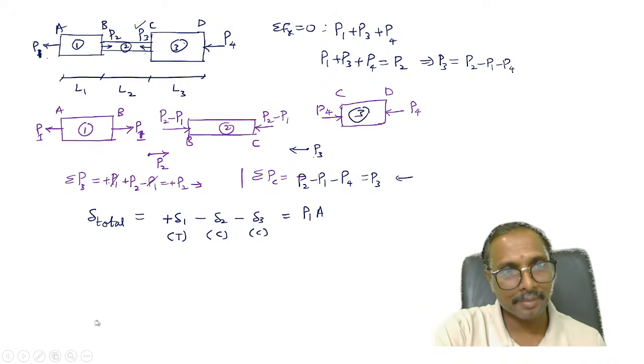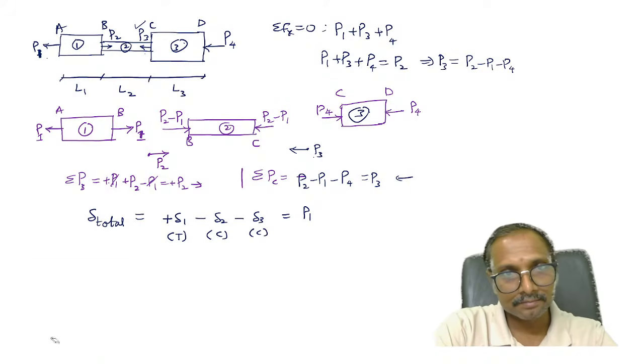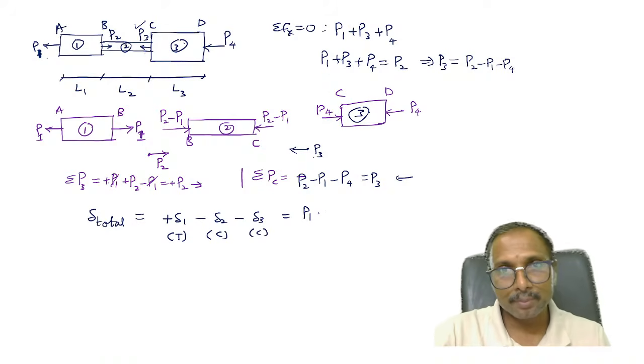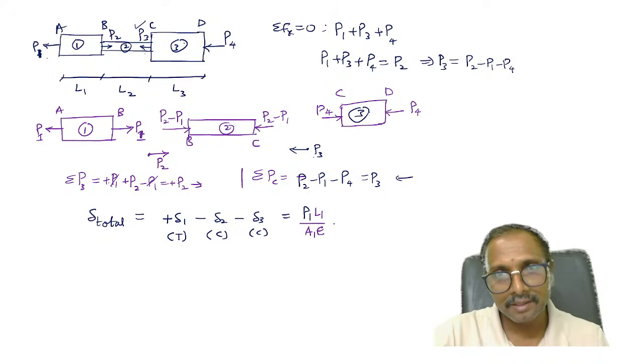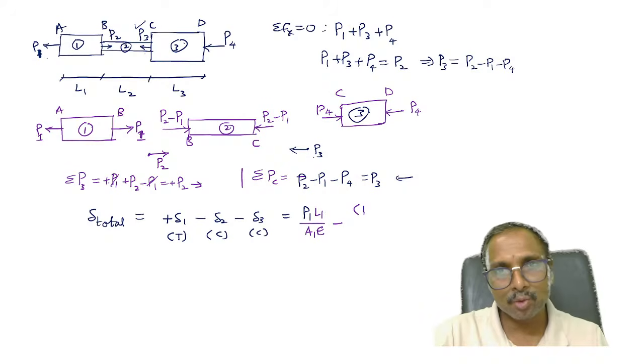P1 L1, right? So P1 L1 by A1 E1. Next, the second, what is it? Load on this second portion is what? P2 minus P1. P2 minus P1 into L2 divided by which one? This A2 E2. Next, the third portion, what is that?